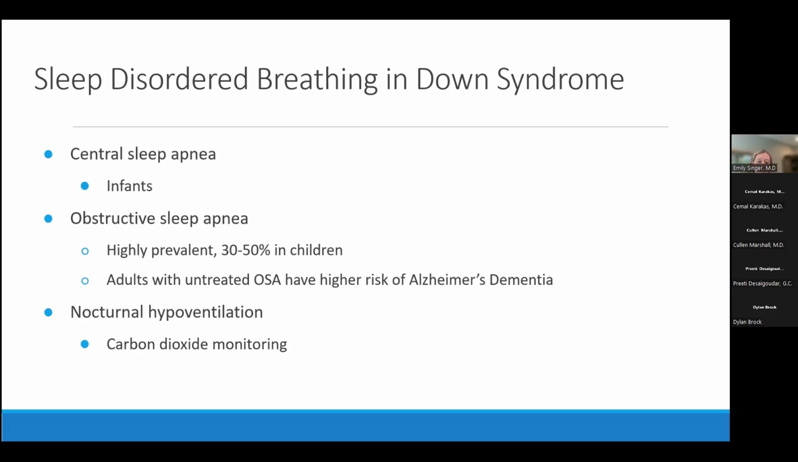And they've done studies showing that adults that have untreated sleep apnea are at even higher risk of Alzheimer's dementia, which is something they're already at risk from having Down syndrome. And then two, they can have nocturnal hypoventilation, so this continued lower oxygenation levels. And it's important to monitor with carbon dioxide in these children that have Down syndrome because you could miss that diagnosis of nocturnal hypoventilation by just screening for sleep apnea.